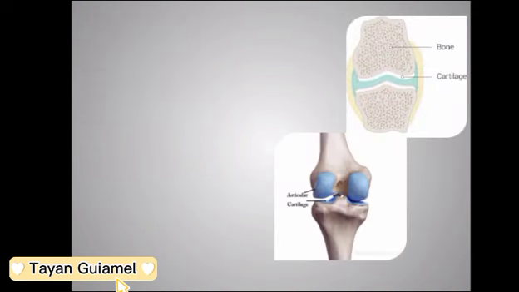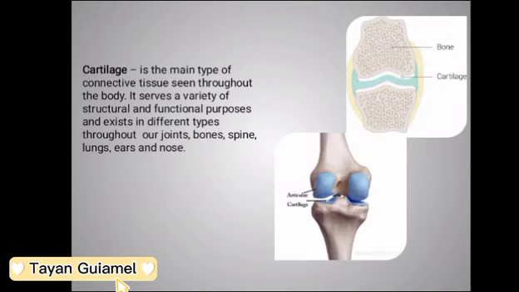Next, what is cartilage, guys? Cartilage is the main type of connective tissue seen throughout the body. It serves a variety of structural and functional purposes and exists in different types throughout our joints, bones, spine, lungs, and ears and nose.